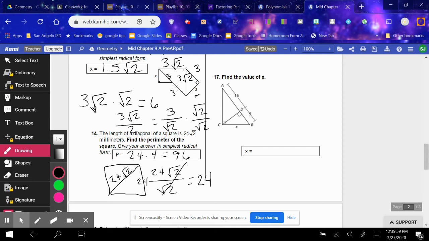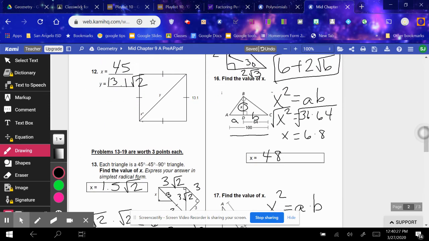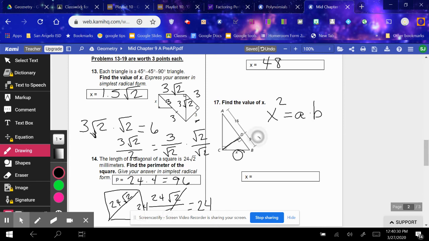Okay, number 17, we have a right triangle with an altitude drawn from the right angle to the hypotenuse. So this is another geometric mean problem. The x is on a leg. So x squared equals a times b, our geometric mean, right? Since the x is a leg and not the altitude, the a is this part of the hypotenuse that's right next to the x, and the b is the total length of the hypotenuse.